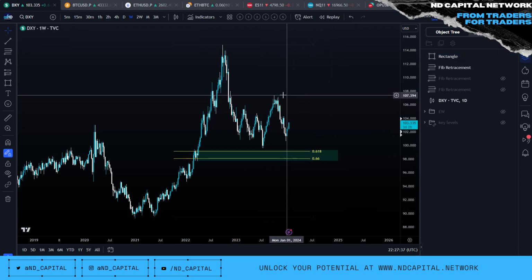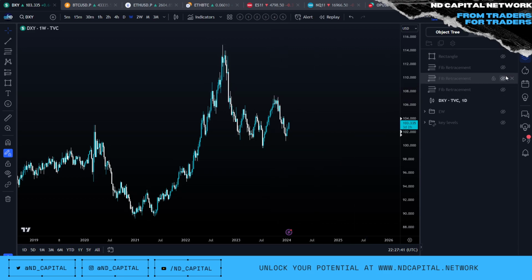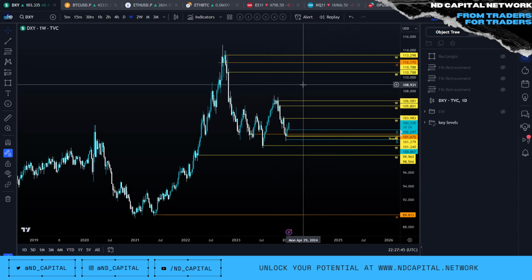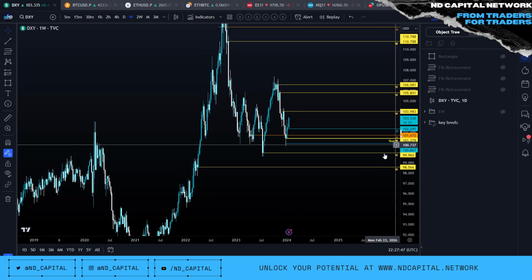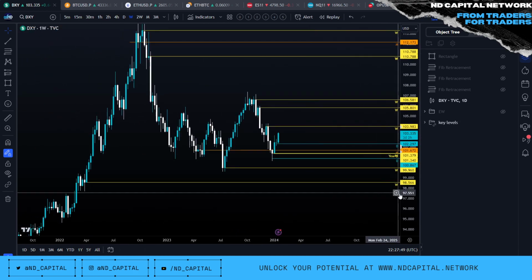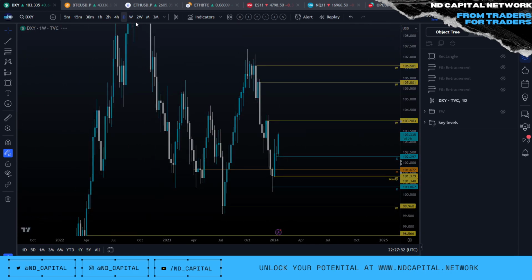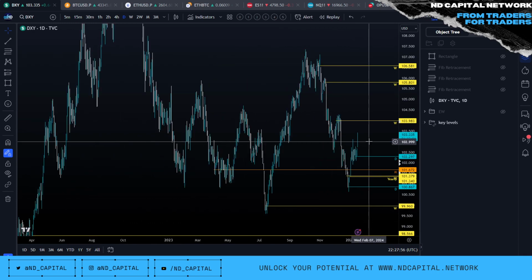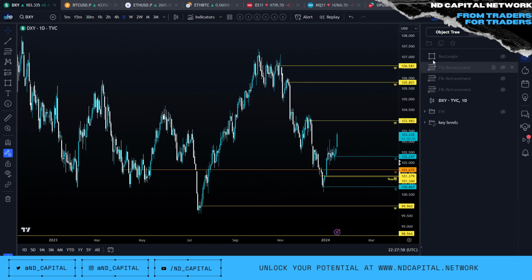And of course, if we break above this distribution, in my opinion, we can be looking into the 110 level, but it is quite far ahead, so I'm not really interested in that. What I'm interested in right now is clearly this week level 104, and of course the dollar and the indices are quite correlated, so make sure you keep an eye on them.